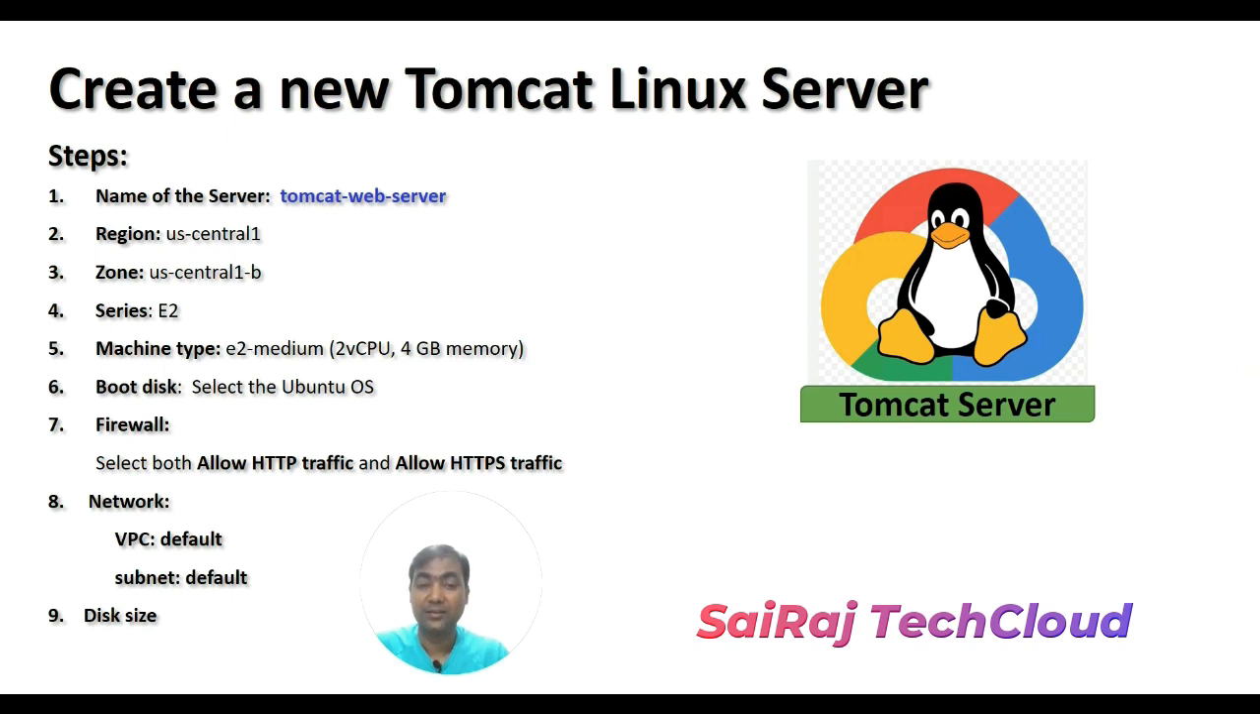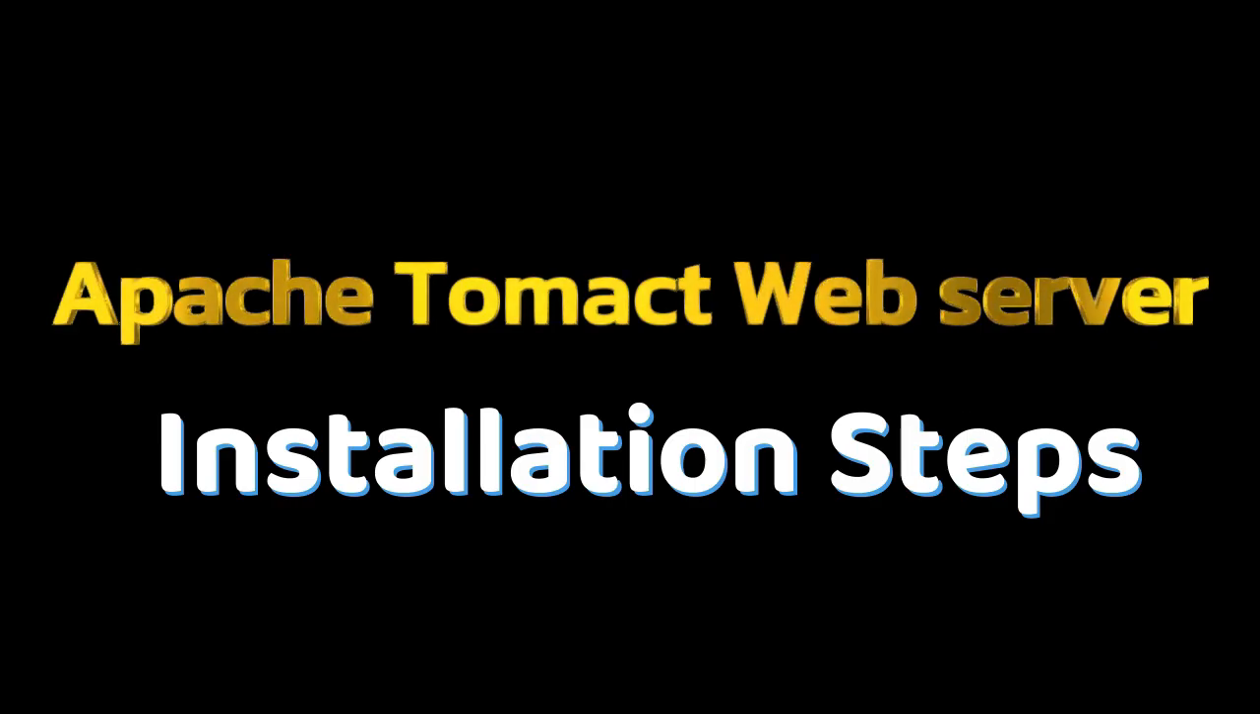First of all, I'll create a new Linux server with the name Tomcat web server. I'll create the Tomcat web server in the US Central region. As you can see here, these are the prerequisites required to create a new Linux server using the GCP console portal. I'll guide you through all the steps inside the lab so that you can easily understand it.